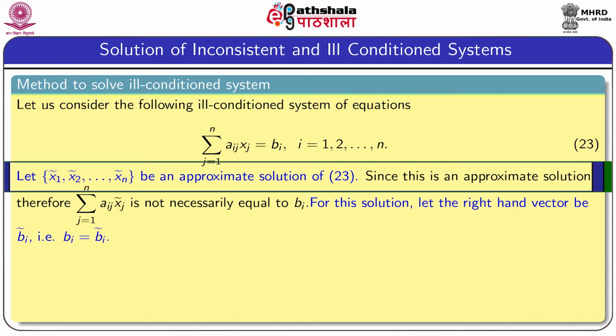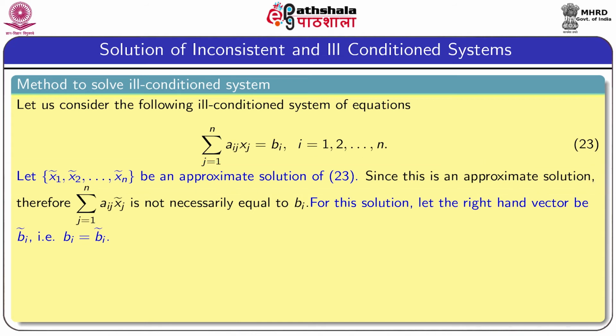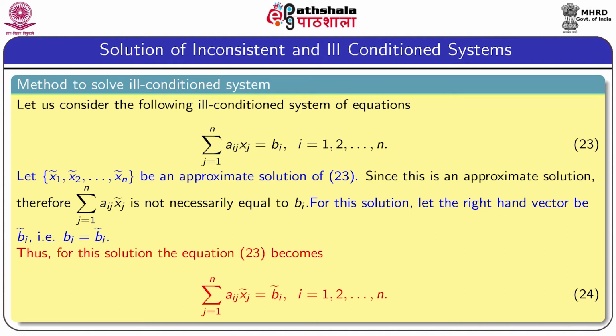Let x1 tilde, x2 tilde, up to xn tilde be an approximate solution of the above system of equations. Since this is an approximate solution, summation aij xj tilde is not necessarily equal to bi. For this solution, let the right hand vector be denoted by bi tilde. Therefore, equation 23 becomes summation aij xj tilde equal to bi tilde, where i equal to 1 to n.